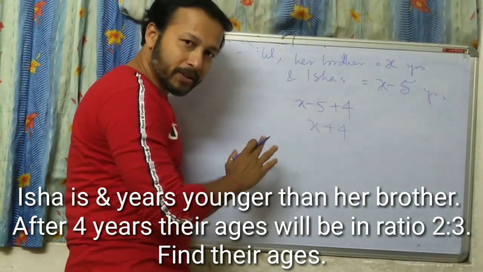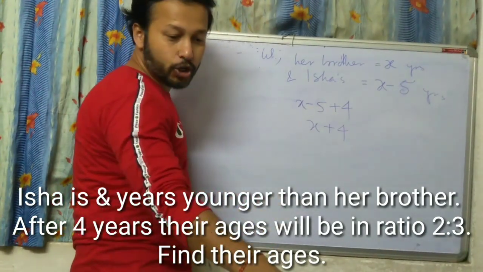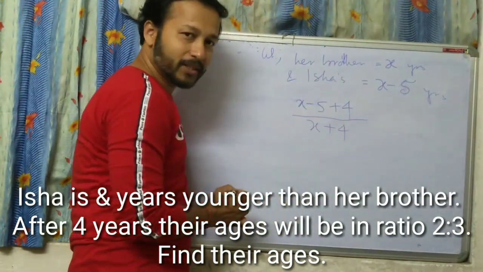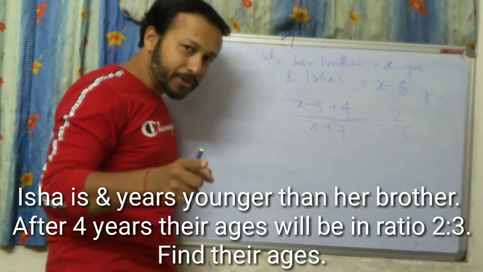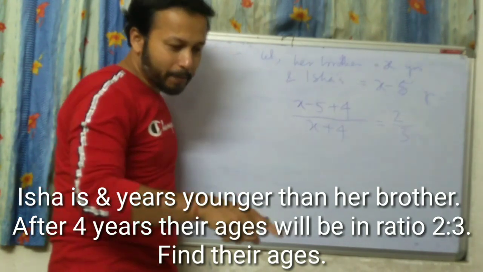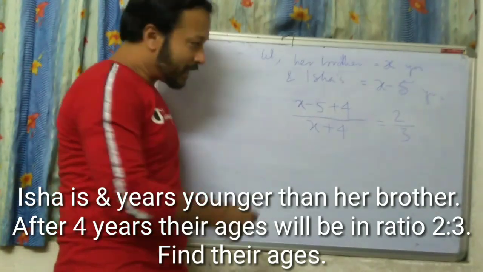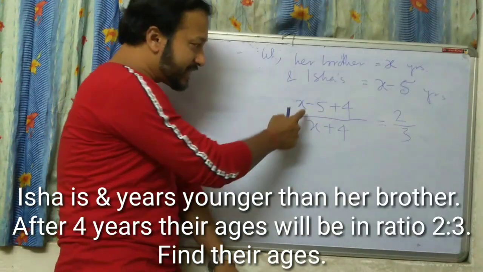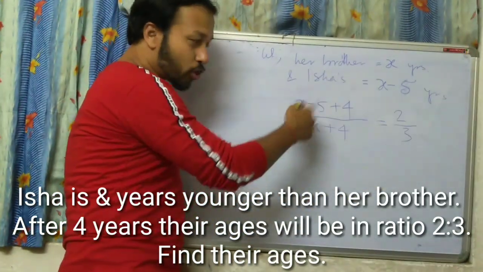You got this? Fine. Now, their ratio is 2:3. That means their ratio is 2:3, which I can write as 2/3. I showed this in the first sum, I think. You understood this? These are their present ages and these are their ages after 4 years. Now let us cross multiply it.